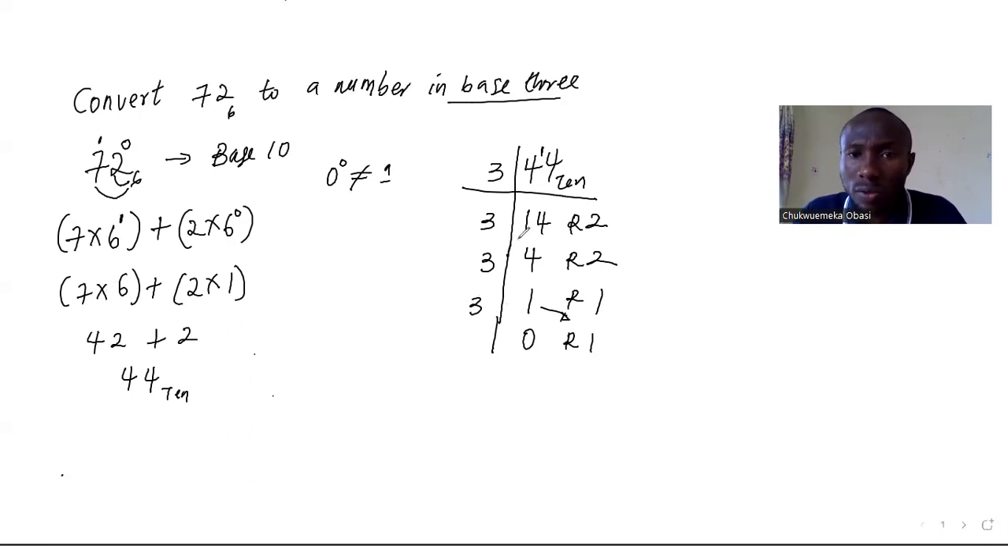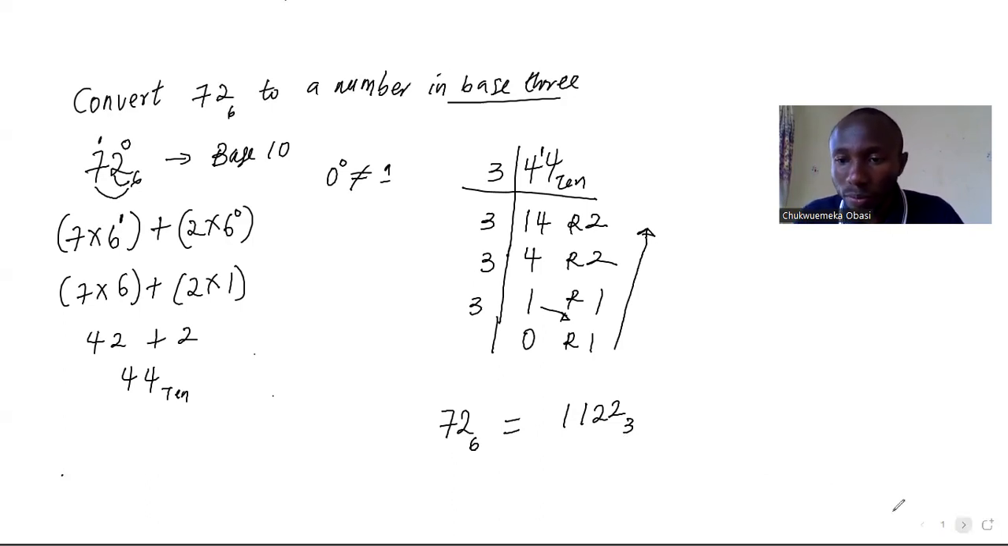Now, once you have successfully converted this to base 3, we read from the bottom to the top. So we have 1, 1, 2, 2 in base 3. That means 72 base 6 is actually equal to 1122 in base 3. So this is the first question. Let us move to the next one.